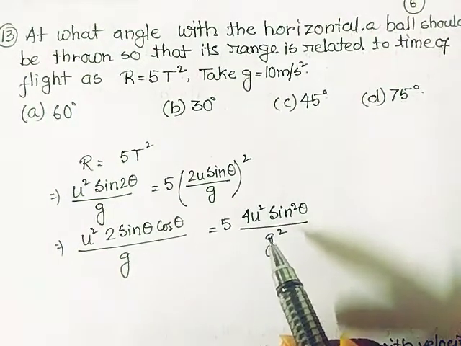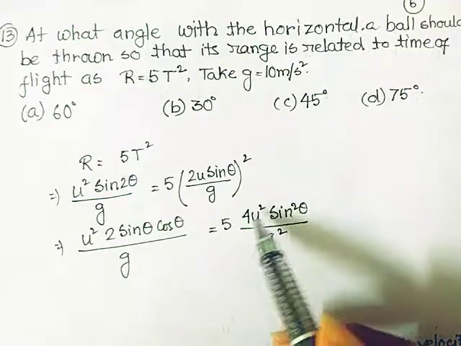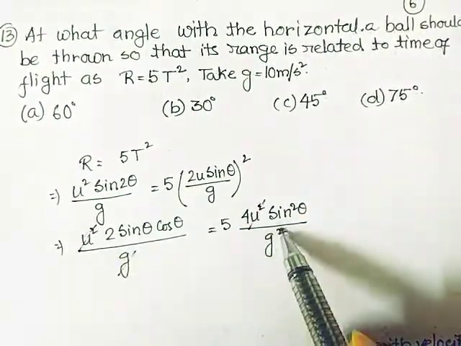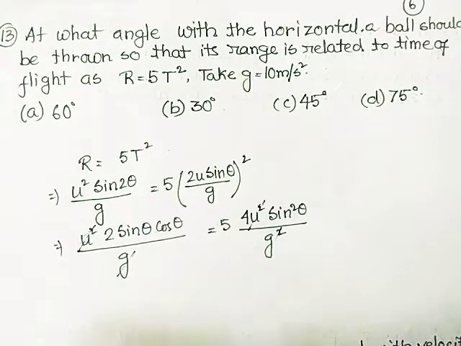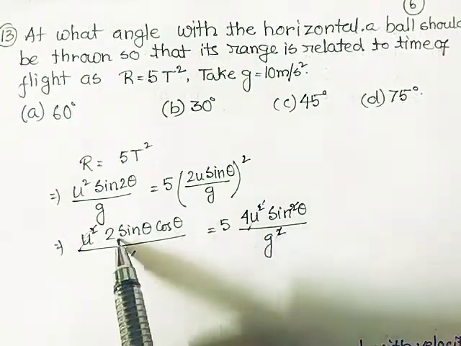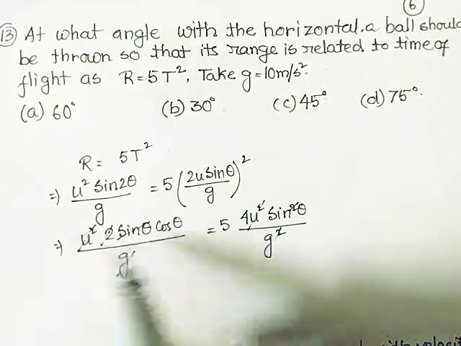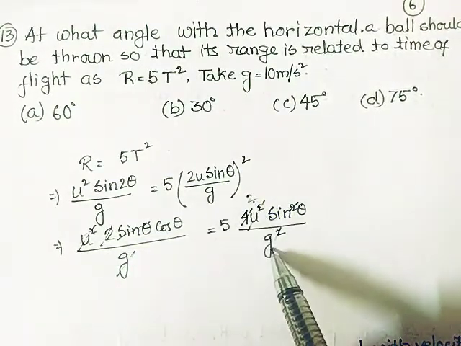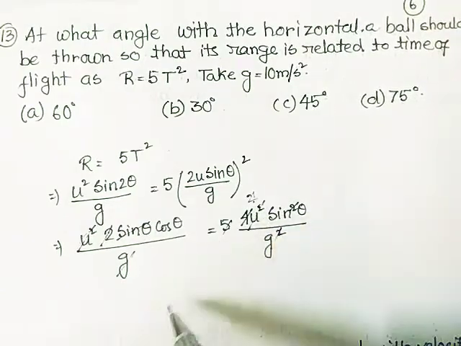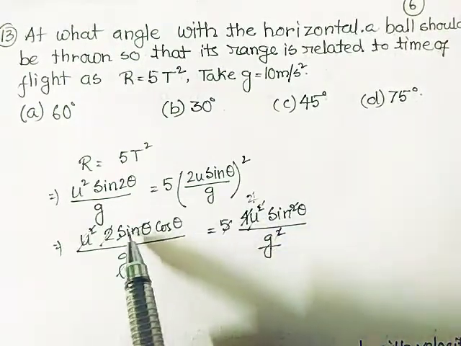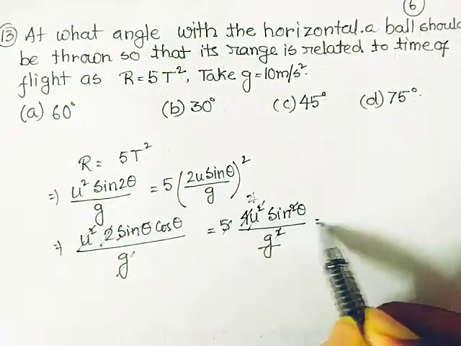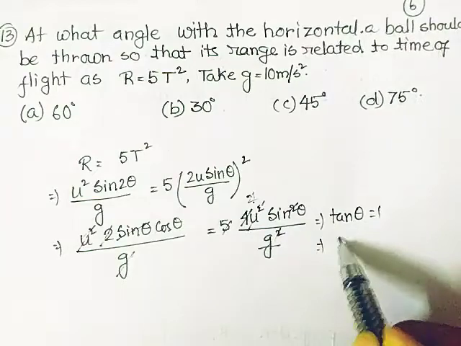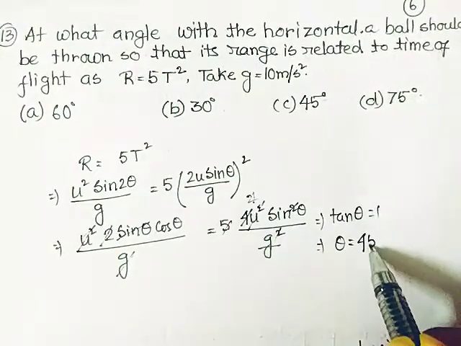From here if I start cancellation, u square with this u square, g cancels out from here, sine with this sine, 2 with this, 5 into 2 is 10, so it is with this. So cos theta and sin theta, so tan theta equal to 1, so theta equal to 45 degree.